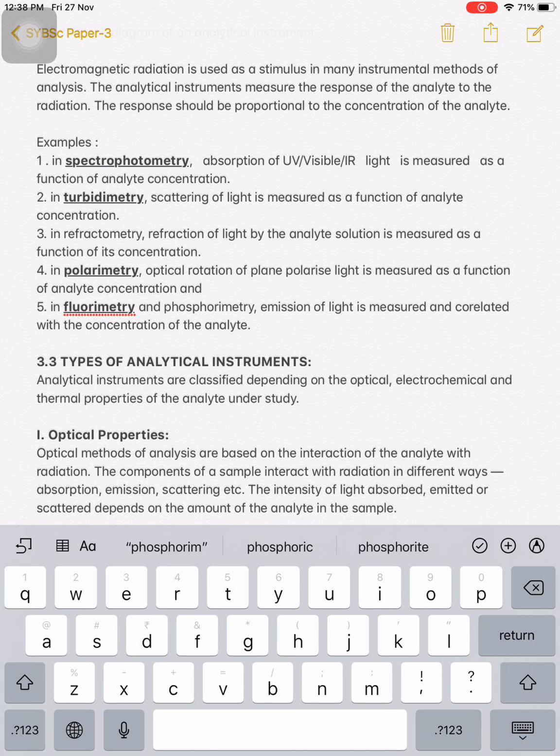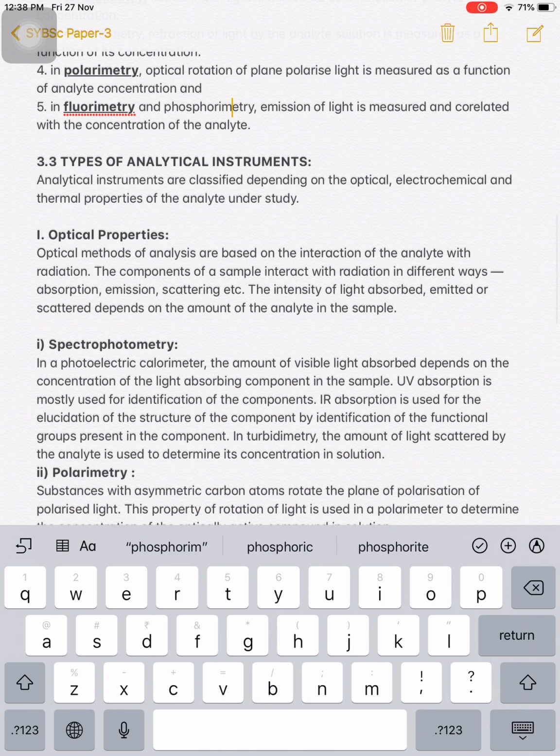So these are some examples through which we are studying, or through which we are going to calculate the concentration of the analyte from the solution. So the next point is types of analytical instruments. Analytical instruments are classified depending on the optical, electrochemical, and thermal properties of the analyte which are going to be studied. So depending upon the optical, electrochemical, and thermal properties of that analyte, the analytical chemist has differentiated these instruments into different parts.